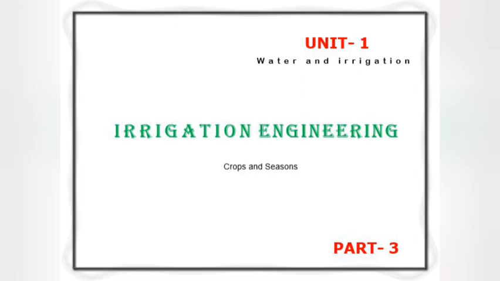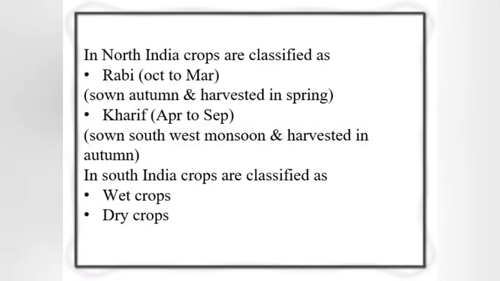Crops and seasons. From an agricultural point of view, the crops are generally classified into two seasons. One is the Rabi season and the other is the Kharif season. The Rabi season is from October to March and the Kharif season is from April to September.